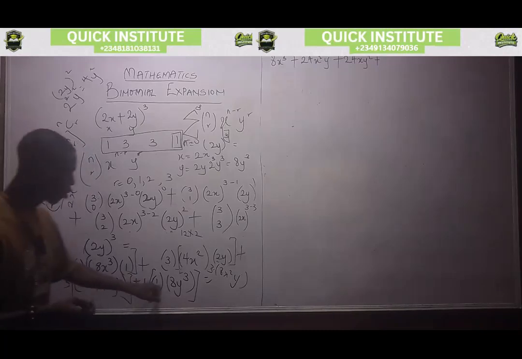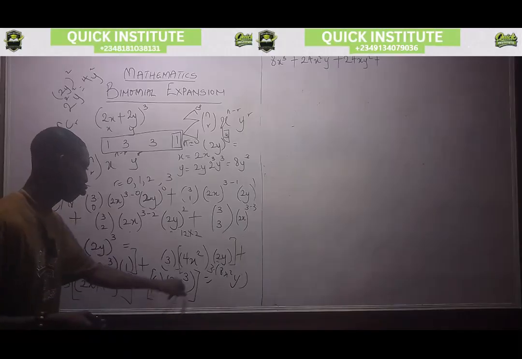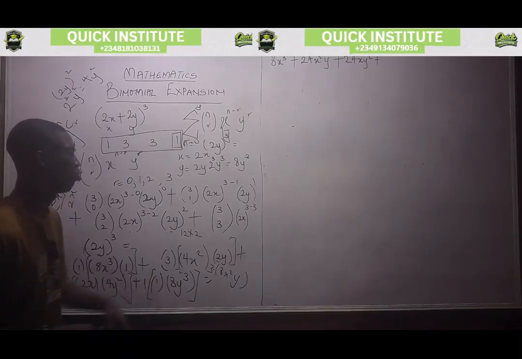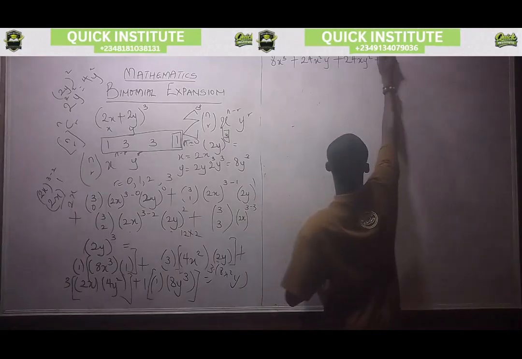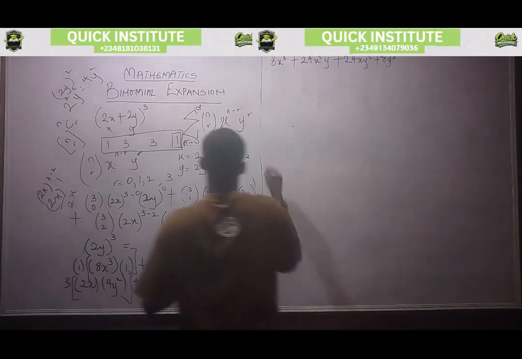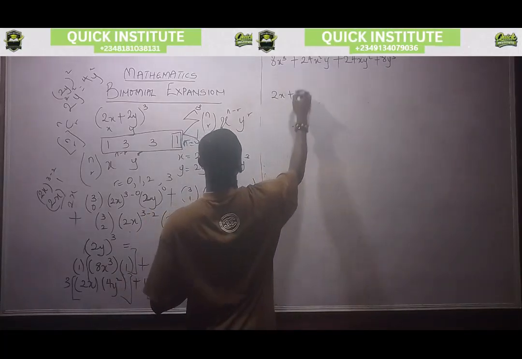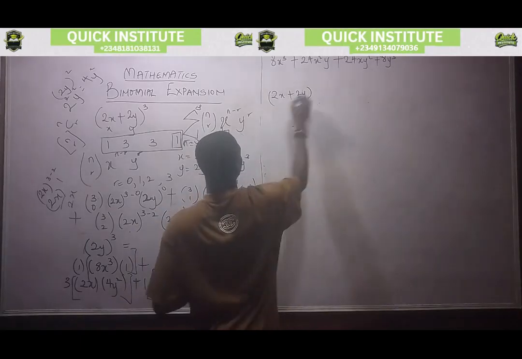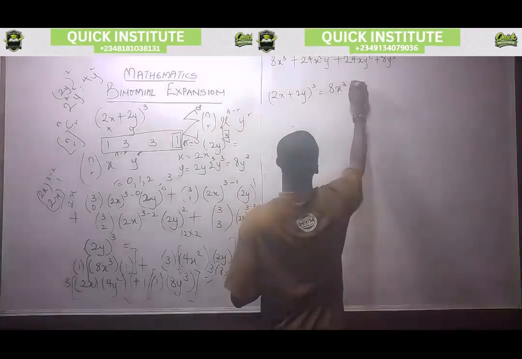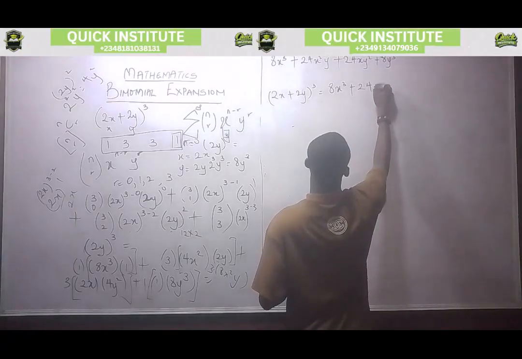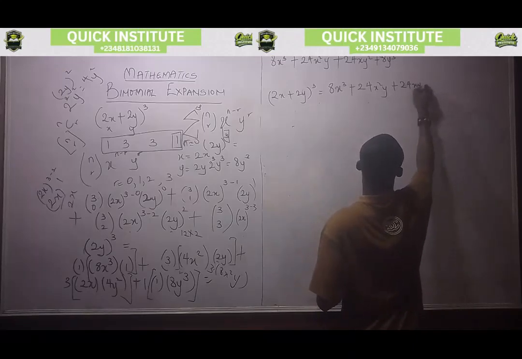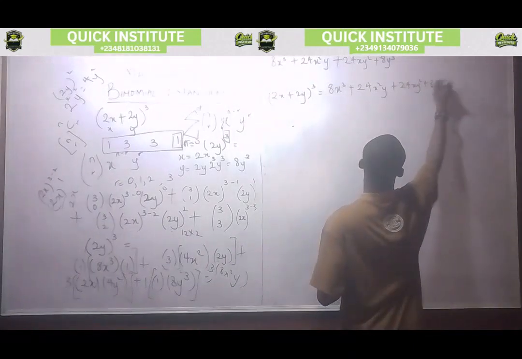So we have 1 multiplied by 8y cube, which is 8y cube. And 8y cube will multiply the 1 outside, which is 1. 1 times 8y cube is 8y cube. So therefore, the expansion of (2x plus 2y) raised to 3 equals 8x cube plus 24x square y plus 24xy square plus 8y cube.